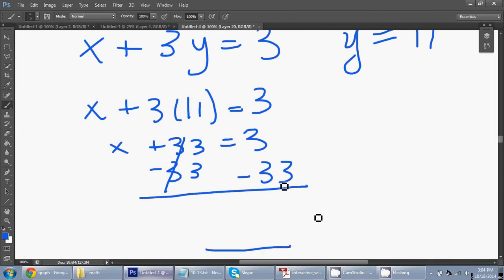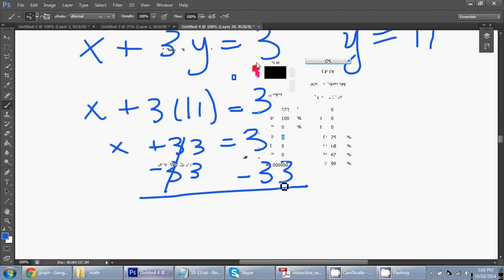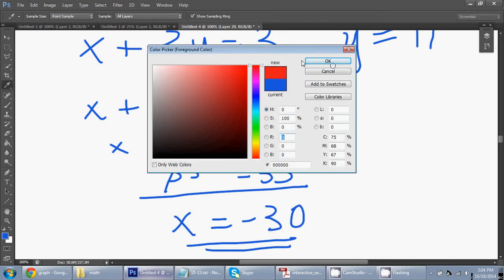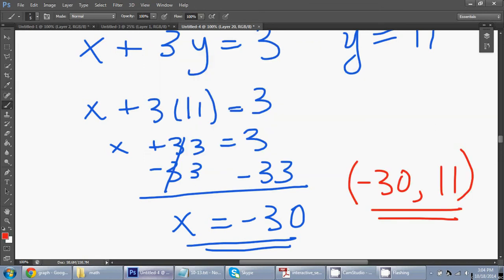And so there you have it. I found y is equal to 11, x is equal to negative 30. If you want to write that as an ordered pair for the solution, it looks like negative 30, comma 11. And that's the solution. You can double check by plugging it back in, but that's the solution of the two equations using the substitution method.